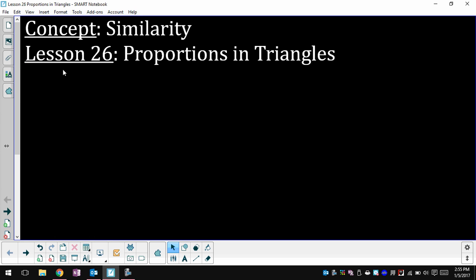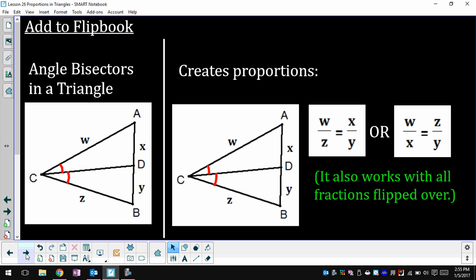Today we're going to talk about some relationships that exist when special types of lines or segments interact with triangles. So the first one is an angle bisector, something we talked about towards the beginning of the year.